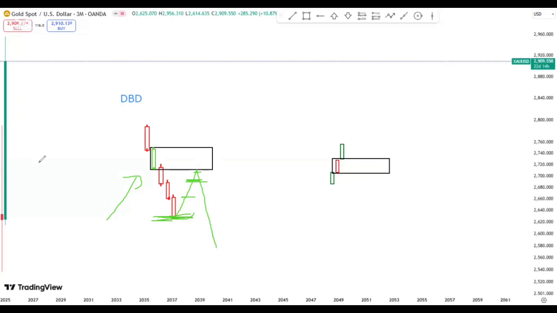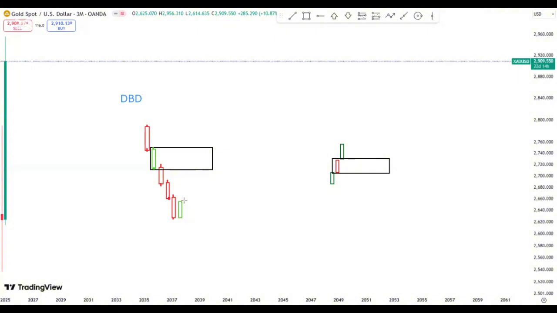So the best thing that you can do here to know where the market is headed and what to do is to wait for the market to come back and give you the right confirmation for you to sell. So now you see that the market is changing direction.